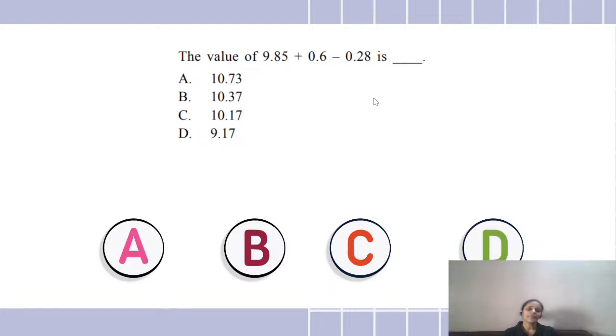So this is question number 10, and your options are given down A, B, C, D. So you all have to find out which is the correct answer. 9.85 plus 0.6 minus 0.28. Simple operations, addition and subtraction. So do that and find out the answer.